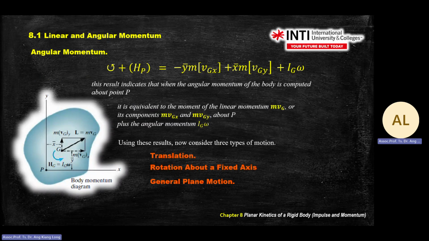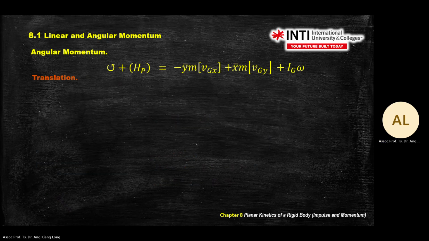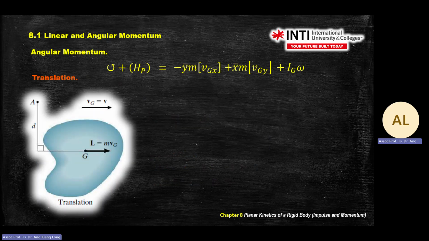Okay, so just a recap. We have 3 motions in our rigid body: translation, rotation, and general plane. So if your object is having translation, only translation, how do you find the H? Okay, now what is H? H is the moment of linear momentum.